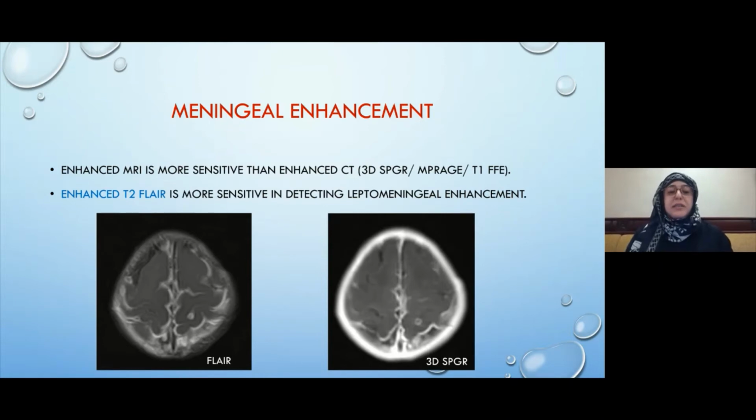Especially with complications, we need to look for enhanced CT. However, enhanced MRI is better in delineating meningeal enhancement, and it is known that enhanced T2 FLAIR is more sensitive than enhanced T1 in delineating leptomeningeal disease. Like we see here in this case, the extent of leptomeningeal enhancement on enhanced FLAIR is more than we see on 3D SPGR.